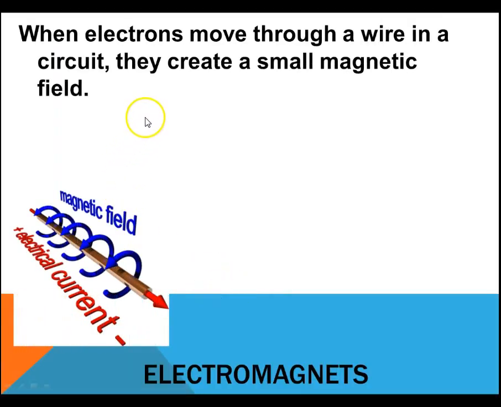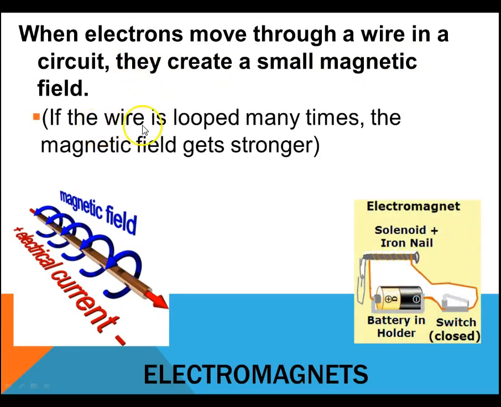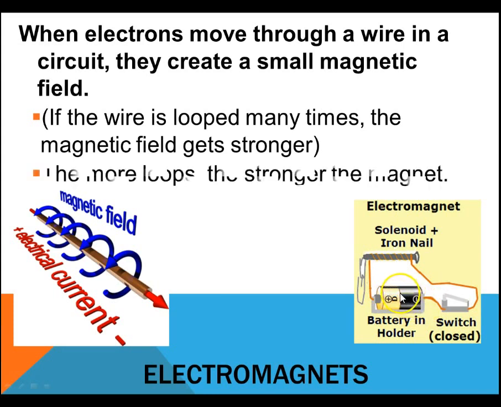All right. When electrons move through a wire in a circuit, they create a very weak magnetic field. However, if you loop that wire more and more times, the magnetic field is going to get stronger and stronger. You could make a very primitive electromagnet with a battery hooked up to a wire which is wrapped around a nail and then to a switch. In this case, it's closed, which means that electricity is flowing through it. This is going to form a very weak electromagnet. The more loops, the stronger the magnet.